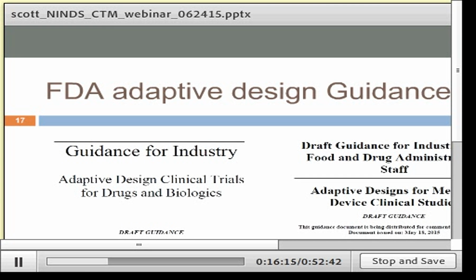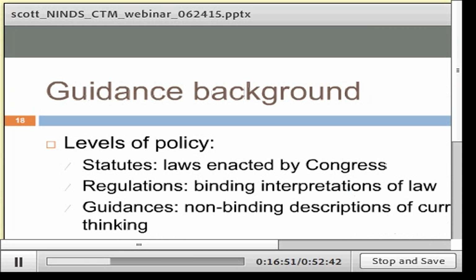On the right is the draft guidance for adaptive design for medical device clinical studies. And that was issued just a few weeks ago. It's hot off the presses. And in fact, it's still in the public comment period, which I'll talk about later. One thing I like to point out, the drugs and biologics adaptive design is signed by CDER and CBER, and the devices adaptive design guidance is signed by CDRH and CBER. So at CBER, we literally have two different guidances that potentially affect our behavior. Hopefully they don't disagree too much. So first, what is a guidance?